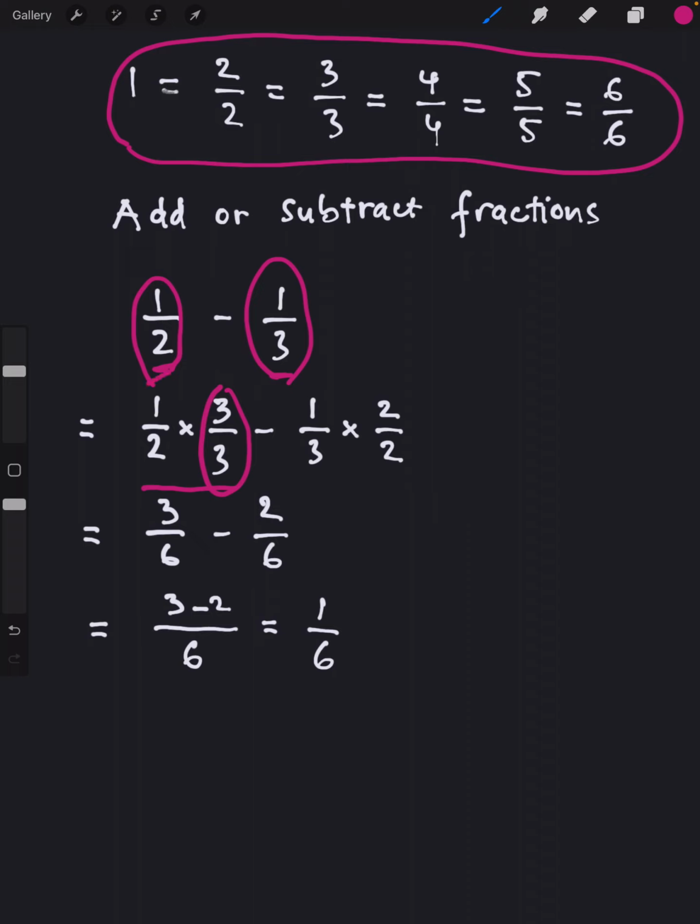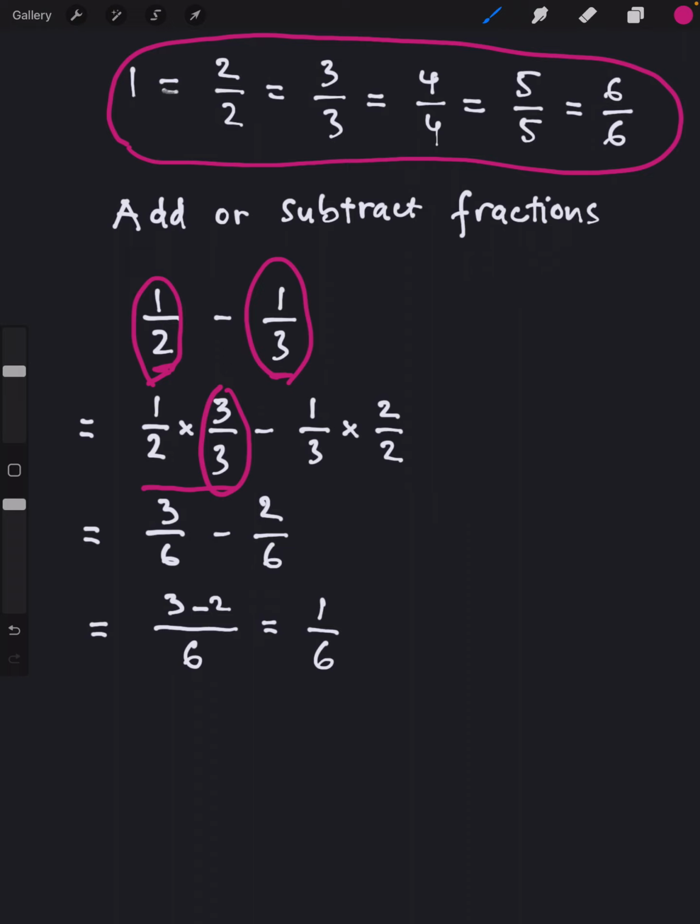So 1 over 2 times 3 over 3 means 1 over 2 times 1. So basically 1 over 2 times 3 over 3 is 1 over 2. So we don't change anything, which is good because we cannot change anything. We just convert the fraction 1 over 2 into another fraction that is easier for us to do the math.